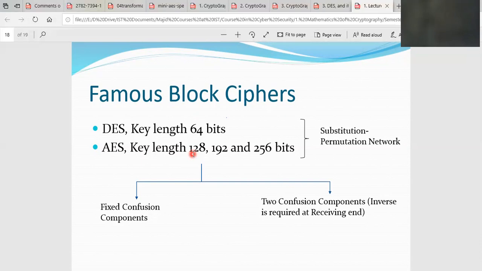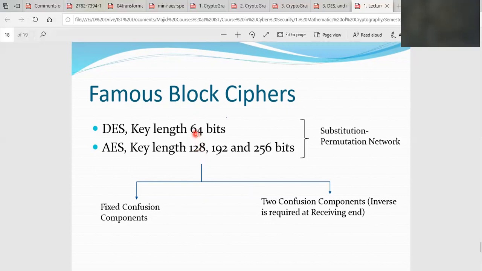Today, in the era of research, in the era of advanced communication, where things evolve in a tremendous way, key lengths of 128 bits, 192 bits and 256 bits may not be enough in the era of quantum communication or quantum computing.